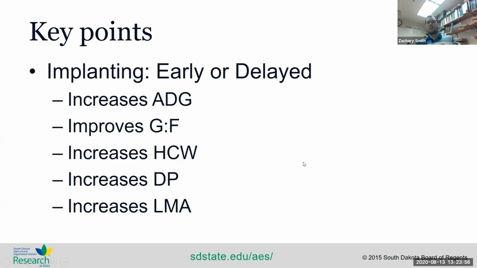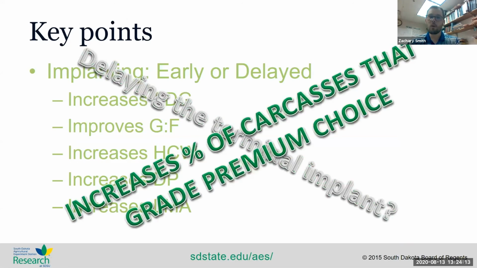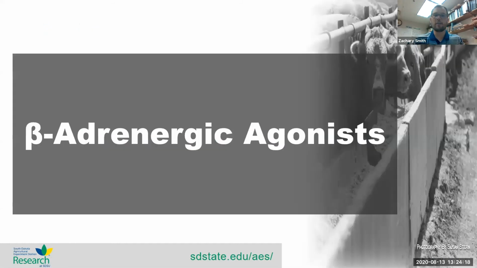So things that we know: when we implant cattle, whether it's early or delayed, we're going to increase gain, we're going to improve feed conversion efficiency, we're going to increase carcass weight, dressing percent, and longissimus or ribeye area. Now, what happens when we delay the terminal implant? We can increase the percentage of carcasses that are going to grade premium choice or greater.